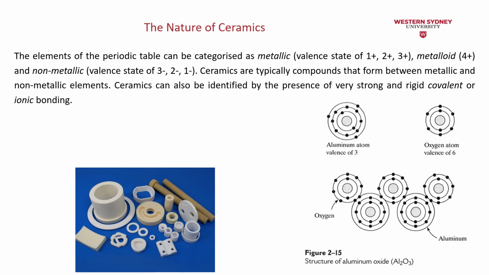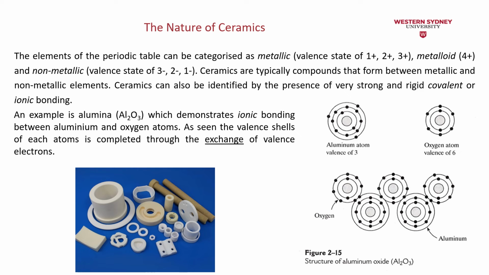So let's talk about the nature of the ceramics. The elements of the periodic table can be categorized into metallic, metalloid and non-metallic. The ceramics are typically going to be compounds that form between the metallic and the non-metallic elements. The ceramics in general can also be identified by the presence of a very strong and rigid covalent or ionic bonding.